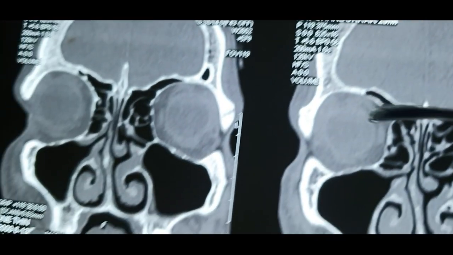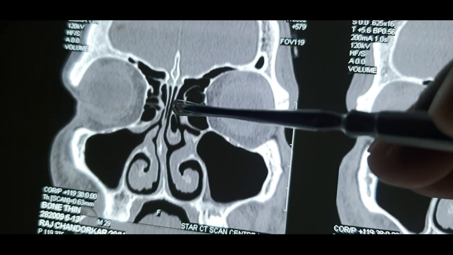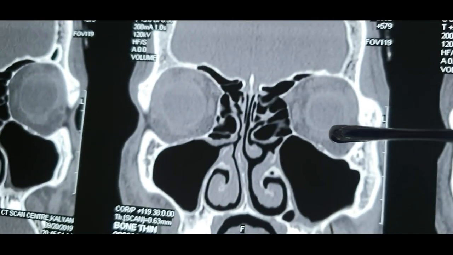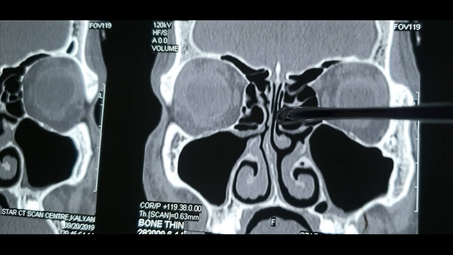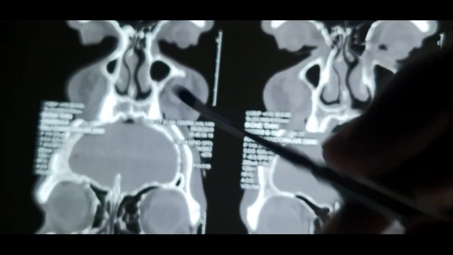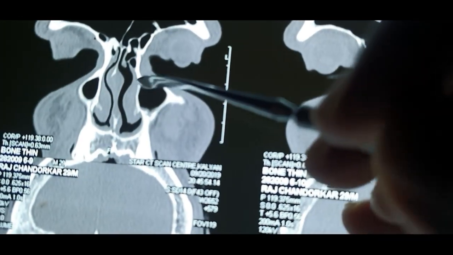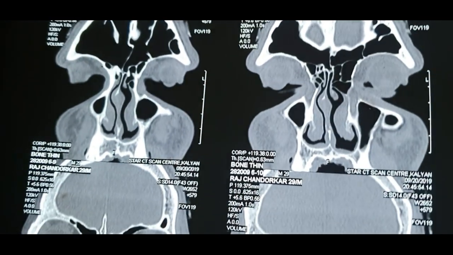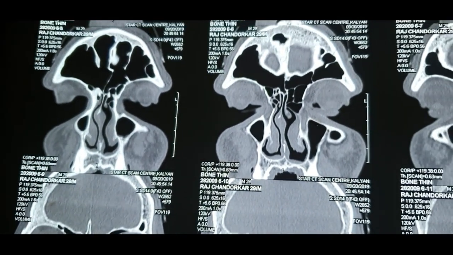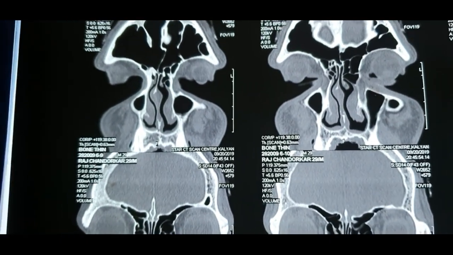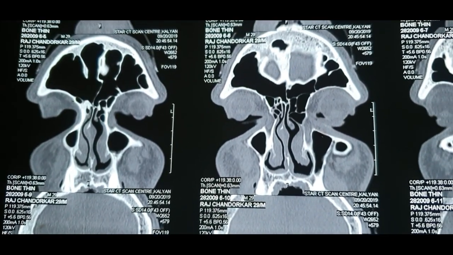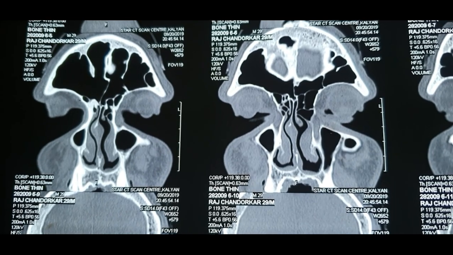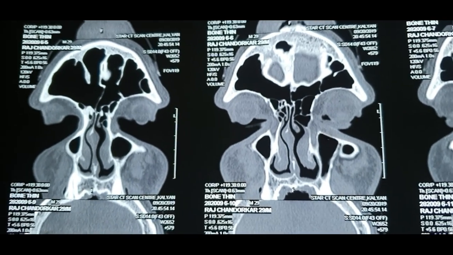Okay, as we go below, you can see this is the middle turbinate with the concha bullosa pneumatization. So we saw the origin of the middle turbinate. Now to speak in detail, what is the middle turbinate? Middle turbinate has three parts: the anterior, middle, and posterior one thirds.